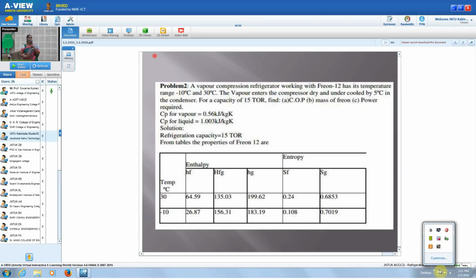And for this, Cp of vapor is given and Cp of liquid refrigerant is given. So Cp of vapor is 0.56 kilojoules per kg Kelvin and Cp of liquid refrigerant is 1.003 kilojoules per kg Kelvin. And the properties of Freon 12 at the required temperatures are given.